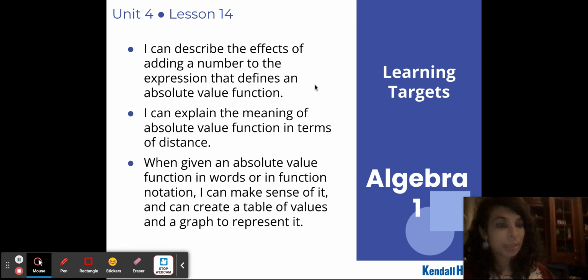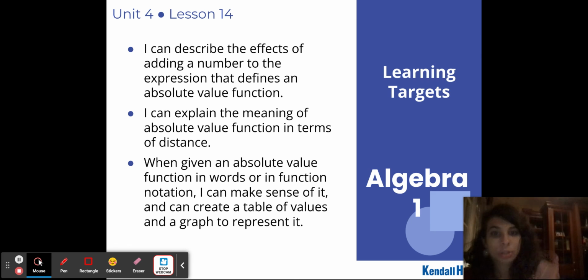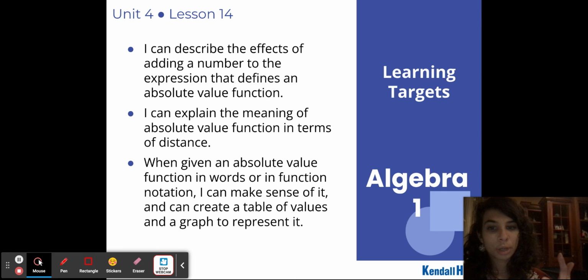And so that is it. Take a look at the learning targets. Describe the effects of adding a number to an expression. Describe the meaning of an absolute value. And given an absolute value function in words or in function notation, you can create a table and a graph to represent it.